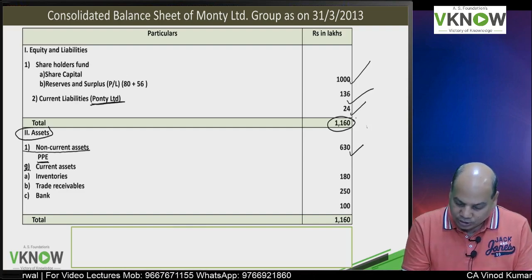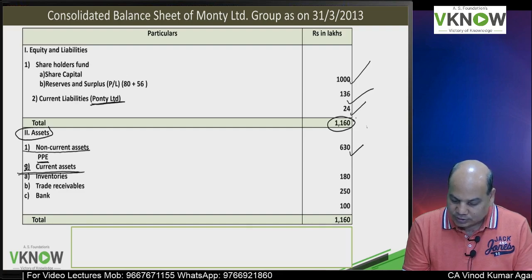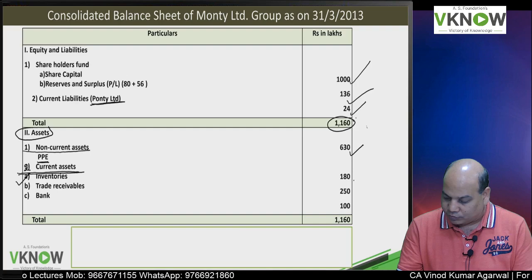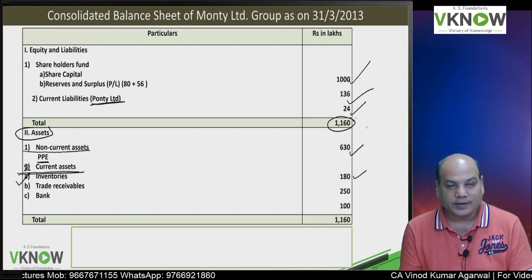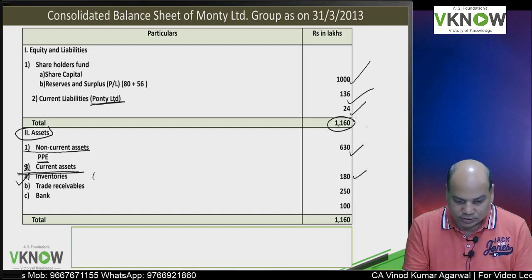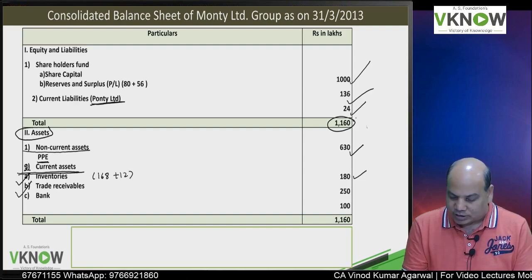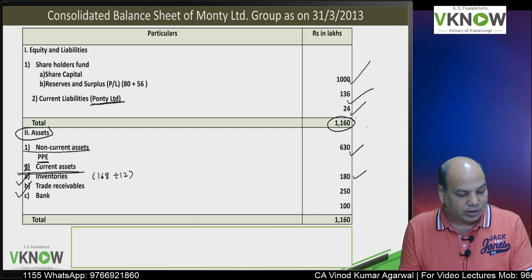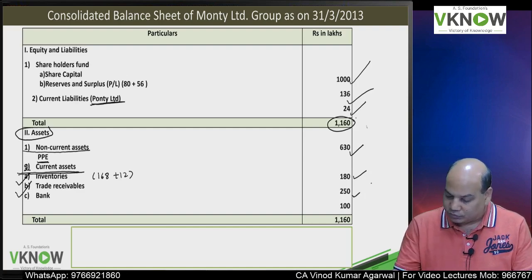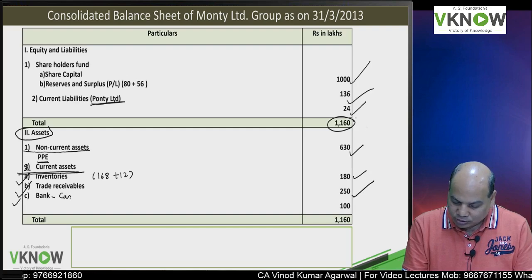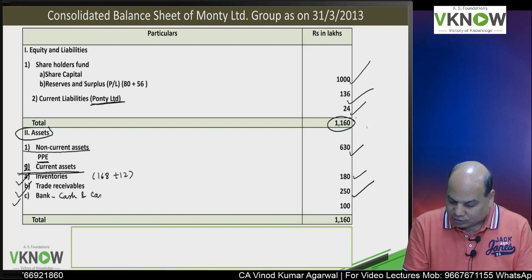Then point number 2, write down current asset. Under current asset write inventory 180, closing stock 180. Already we have discussed, 168 plus 12. Trade receivable: from the trial balance, debtor 250. Point C, bank. You can write cash and cash equivalent.